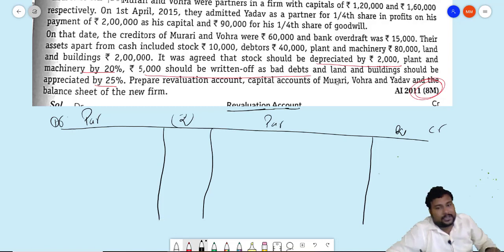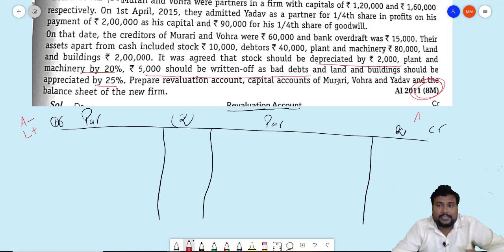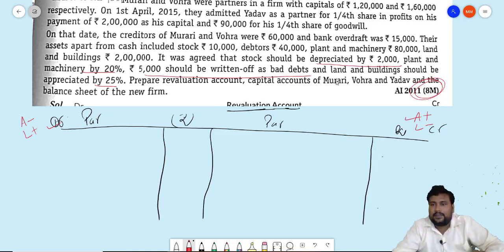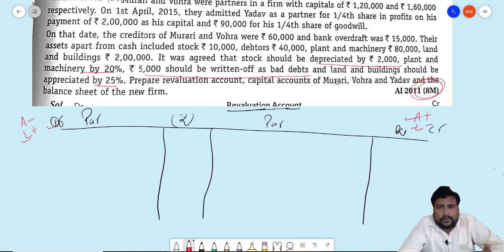Always do one thing, whenever you are making the revaluation account, write this particular formula. It will help you a lot. The formula is assets minus liability plus, and on this side assets plus and liability minus. Meaning to say, whenever the assets decrease, that will be transferred to the debit side, and whenever assets increase, that will be transferred to the credit side. Whenever the liability increases, it will be transferred to the debit side. Whenever the liability decreases, it will be transferred to the credit side. So basically, the debit is our loss side of revaluation, and the credit is our profit side of revaluation.